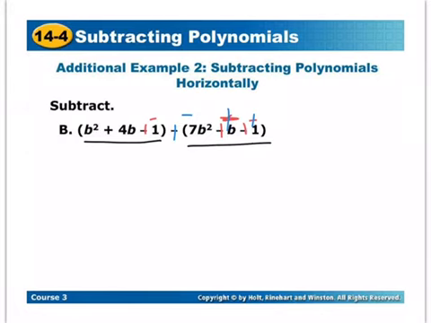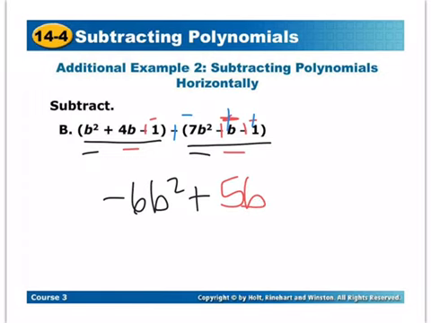Now we just combine like terms. I have a b squared and a negative 7b squared. And we need to remember, if we have a letter by itself, there is a 1 in front of it. So that's a positive 1b squared and a negative 7b squared, which gives me a negative 6b squared. Plus, now I've got a 4b and a b. And again, that is a 1b. So 4b and 1b make 5b.